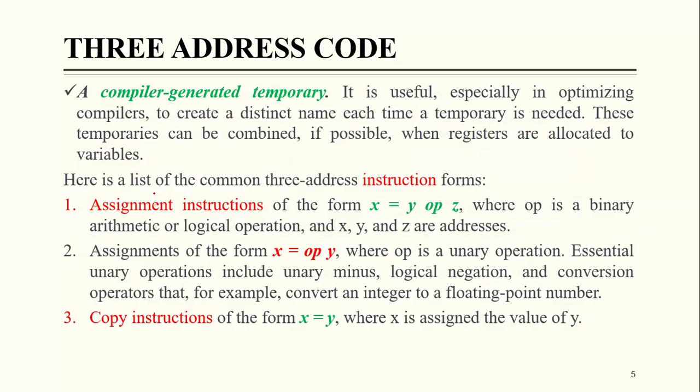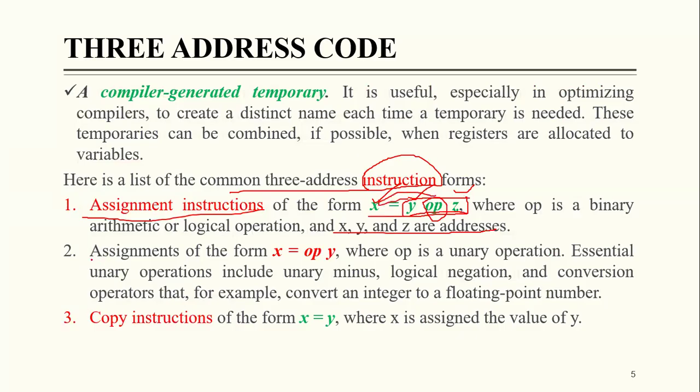And here they have listed some common types of three address instruction forms. The first one is assignment instructions. An assignment instruction may be in the form of x = y op z. In this case, it has binary arithmetic or logical operations. Here x, y and z are addresses. These are all operands, and op is the operator. So the expression is evaluated with y op z, and the result will be stored in x.